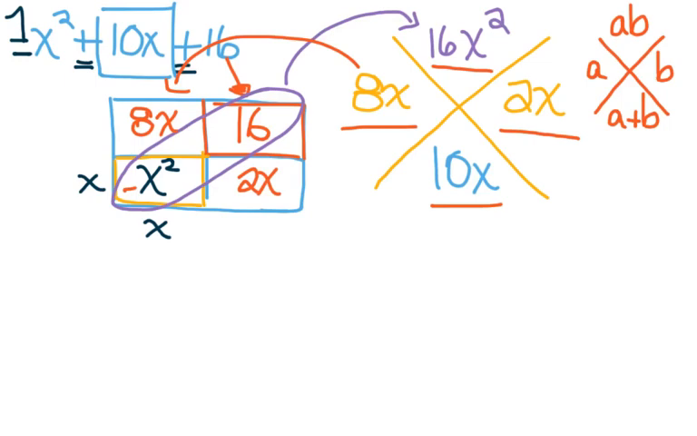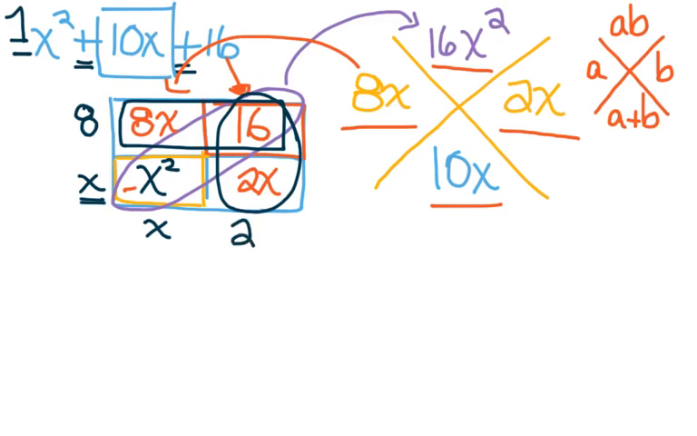What I want you to do, though, is note that when I look at 8x and 16, what is the greatest common factor between 8x and 16? Well, I can say the greatest common factor is 8. And I'm going to do the same on the bottom. What is the greatest common factor between x squared and 2x? Well, it's x. Now I'm going to look on this side. I'm going to ask myself, what is the greatest common factor between 16 and 2x? Well, the answer is 2. And it's positive on both sides.